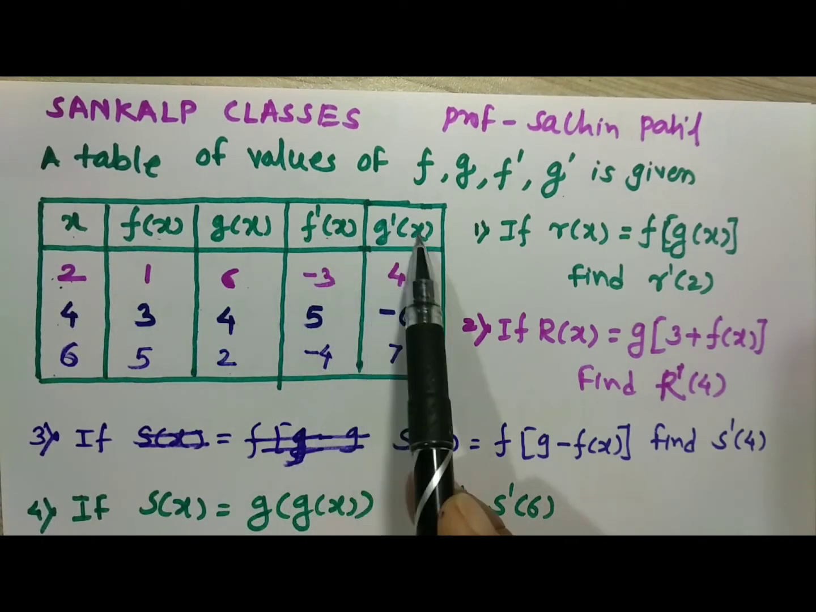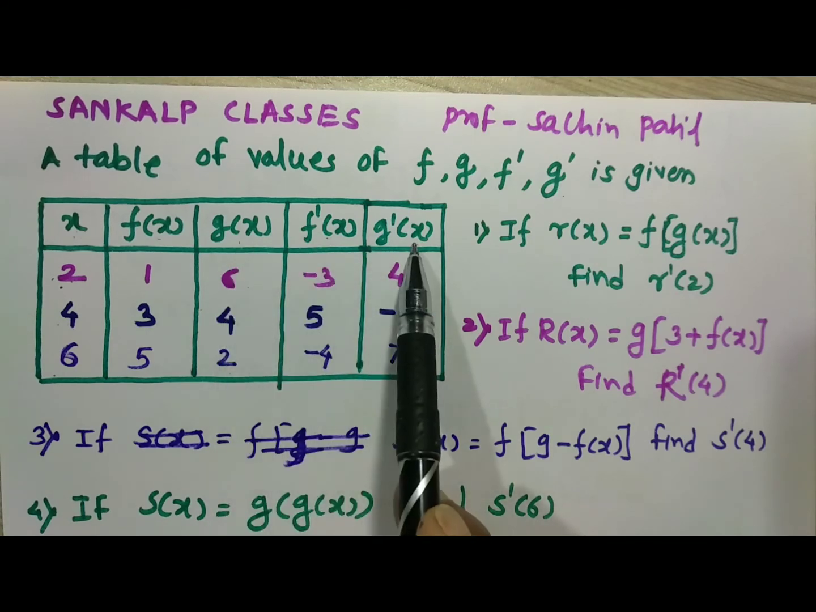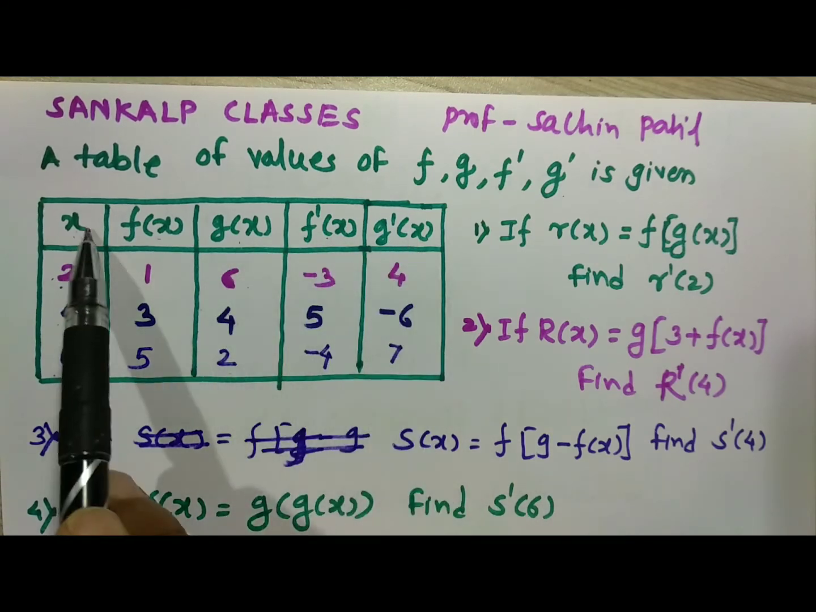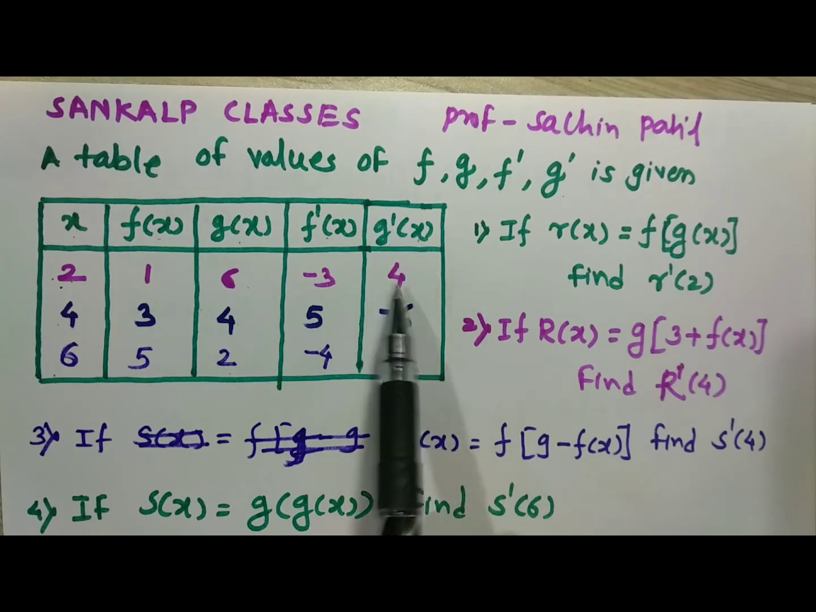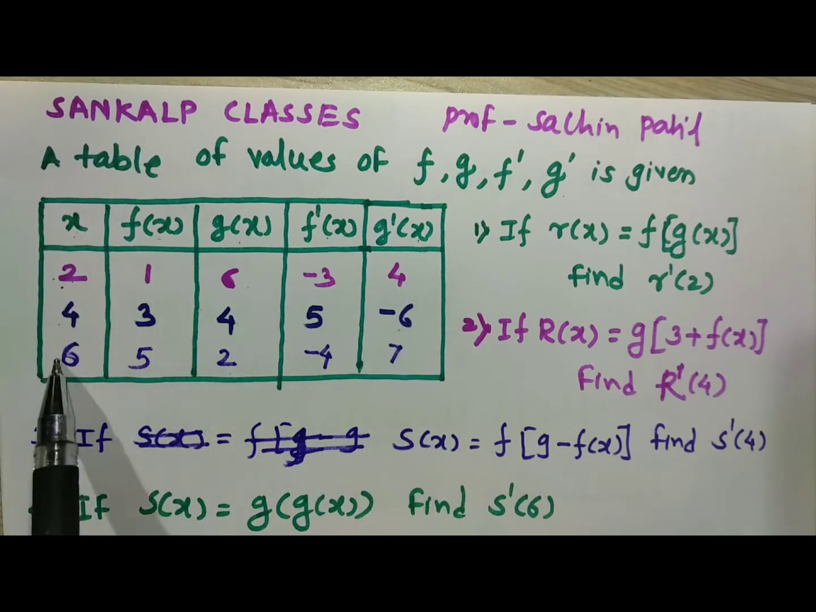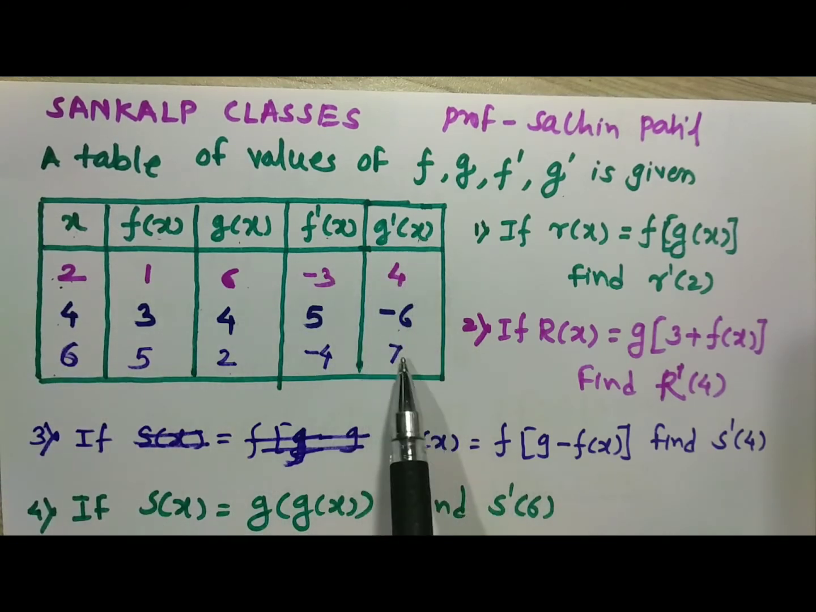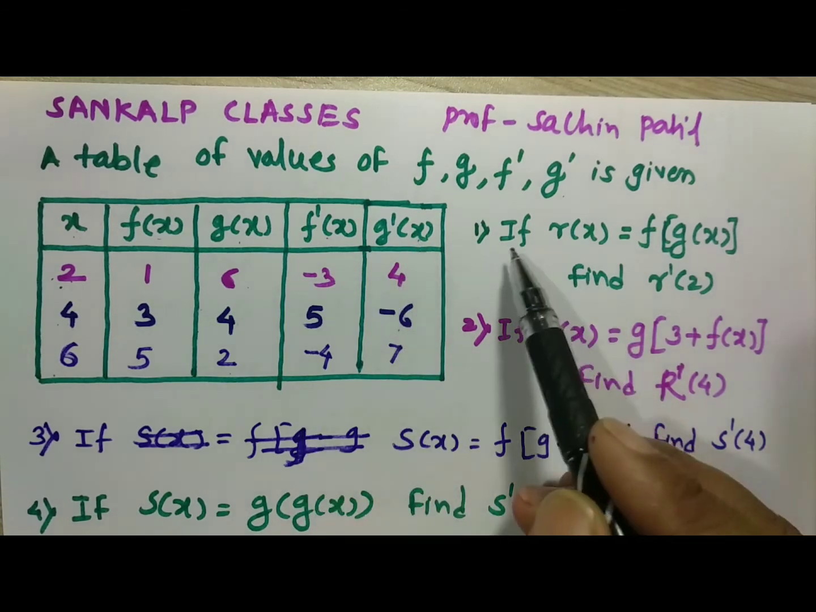Similarly, g dash x, that means the derivative of the g function: x is equal to 2, that means g dash 2 is equal to 4; x is equal to 4, that means g dash 4 is equal to minus 6; and x is equal to 6, that means g dash 6 is equal to 7. Right now we have to carry out the functions.